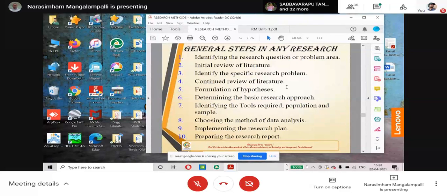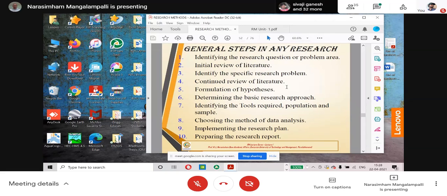Then sixth is determining the basic research approach. That means what type of research you are going to do. Is it a qualitative research or quantitative research or analytical research or applied or pure? Is it experimental? Is it exploratory or explanatory? Like that, you will identify the type of research, and then you identify the tools required.